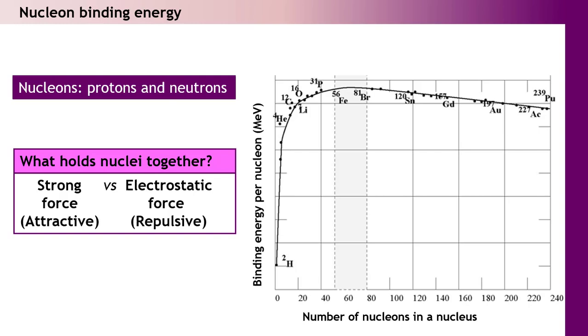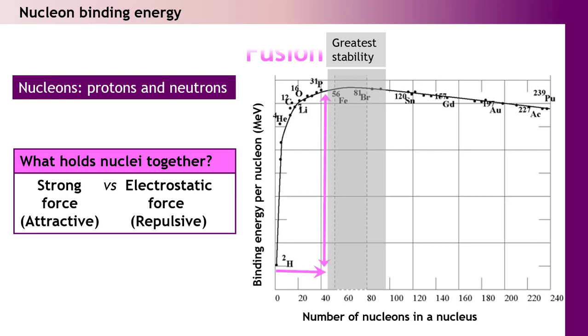This plot shows an average energy per nucleus for different nuclides. It's at a maximum for elements with about 60 nucleons, meaning that energy is gained, or I should say released, when we combine lighter nuclei to form heavier ones. This is nuclear fusion, and it includes the conversion of hydrogen to helium, the process that powers our sun.